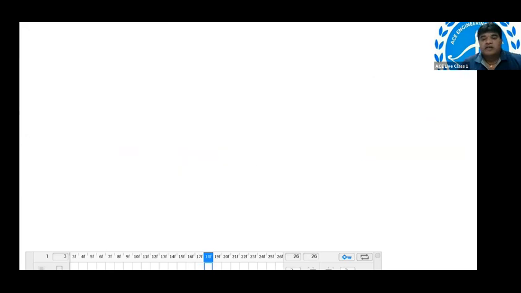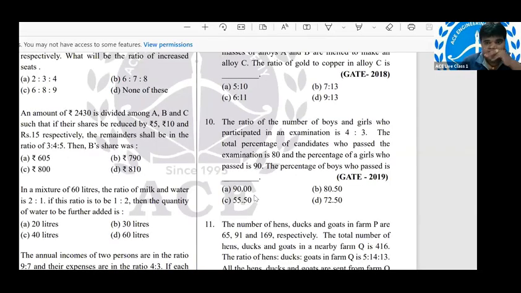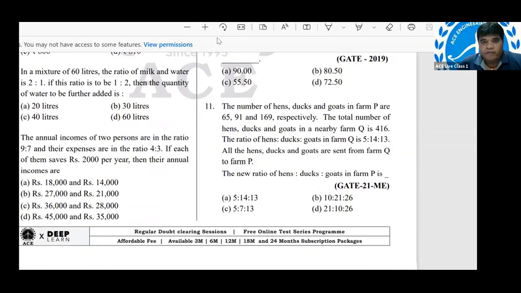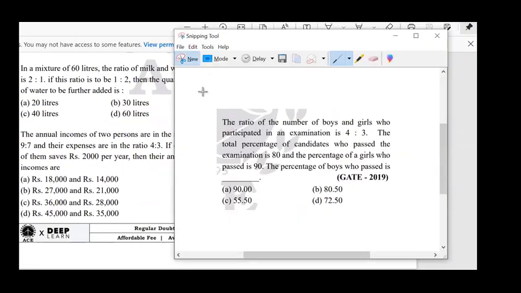Next. Okay, gate question. You can observe, 2 marks. You are getting 2 marks. Calculator compulsory. Use calculator. Yes, sir. Next gate problem.